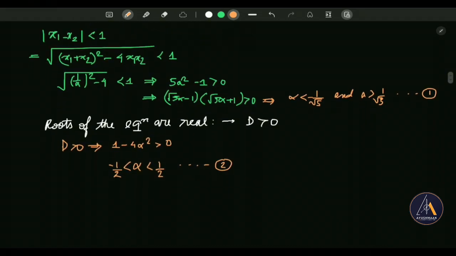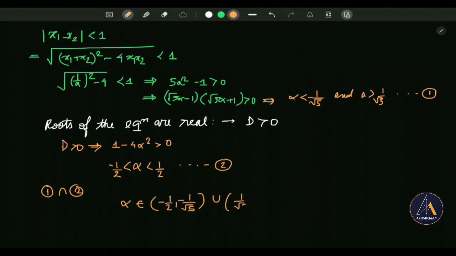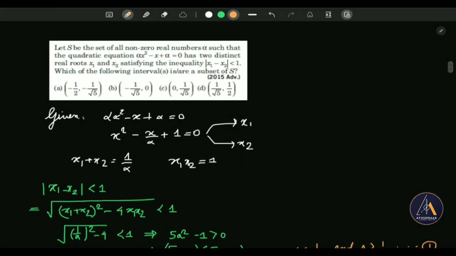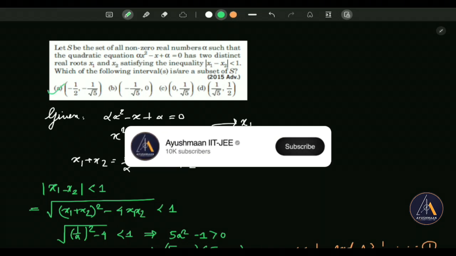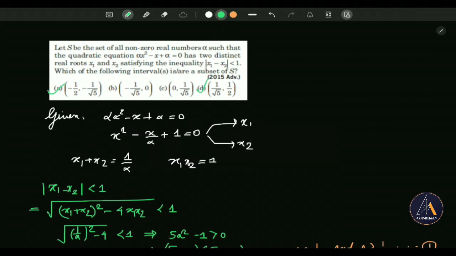So finally, after doing 1 intersection 2, we are getting alpha belongs to minus half comma minus 1 by root 5 union 1 by root 5 comma half. Going back to the options, we have to find out which of the following intervals is a subset of S. So definitely option A, minus half comma minus 1 by root 5, and option D, 1 by root 5 comma half, these are the subsets of S. So option A and D are the correct answers to this question.